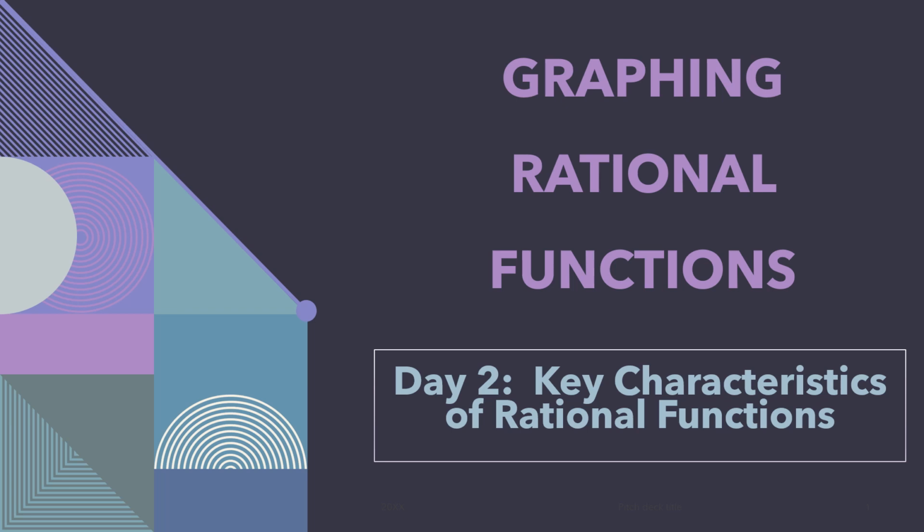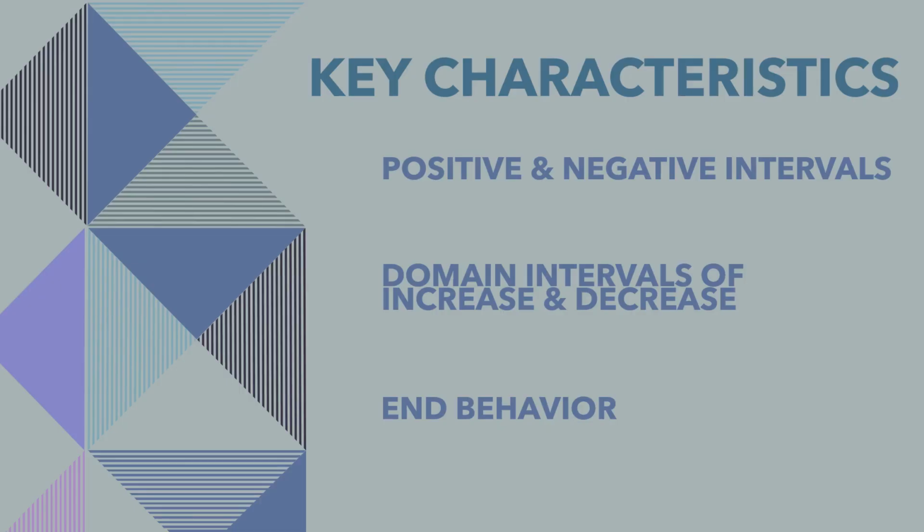In this lesson of graphing rational functions, we're going to talk about the key characteristics of the rational functions. Some of these characteristics we've discussed in other functions, but just to recap, we're going to look at positive and negative intervals, and that's the sections of the function that are above or below the x-axis. That means the y values are positive or the y values are negative.